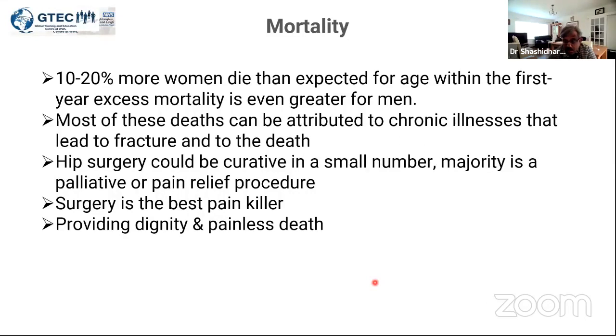However, surgery is the best painkiller, and if you can get rid of the pain, if there is any chance of survival, that's what it will give. It's also important not to forget these elderly gentlemen and women, who have been the citizens of life, who have brought you and me into the world, who should also have some dignity and a painless death if they need to go from this world. That's important to consider.